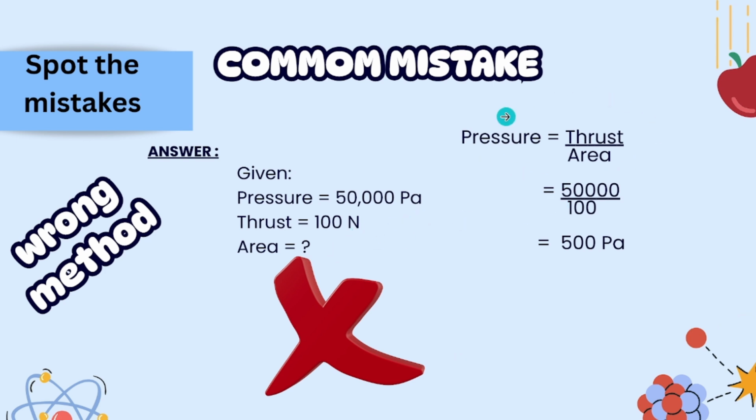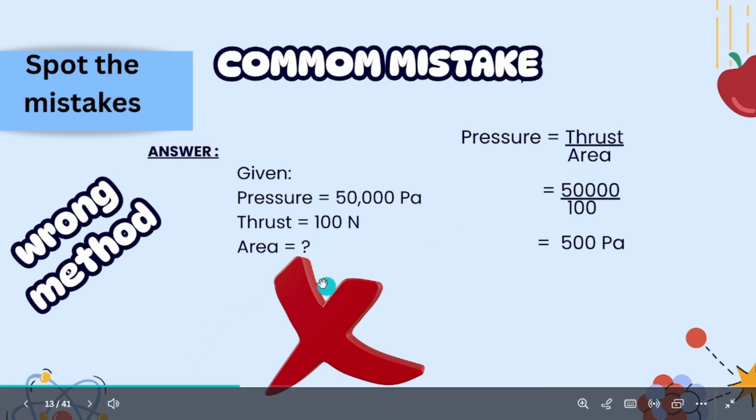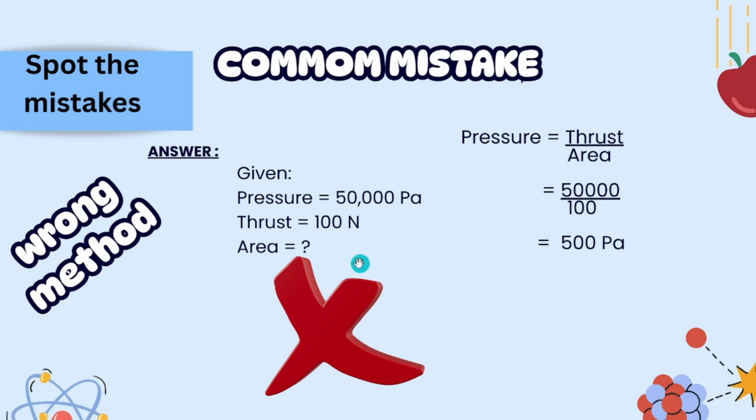Okay, this is the normal formula. Is the formula correct? Yes, it is correct. But to solve this type of question, it's not. Okay, what should be the formula to solve this type of question? Area is equal to pressure by thrust or thrust by pressure? Yes, you are right. It should be thrust by pressure.